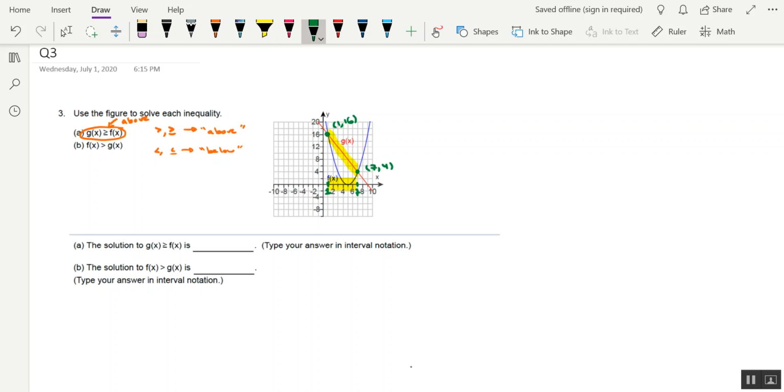So in this answer spot right here, we're going to use interval notation. We'll write 1, 7, and because there is a bar underneath this inequality symbol, that means we're allowed to include these values as part of our solution. So we're going to put a bracket on each of them. Alright, so that's how you can solve part A. Now for part B, the roles kind of changed a little bit. We want f of x this time to be above the graph of g of x.